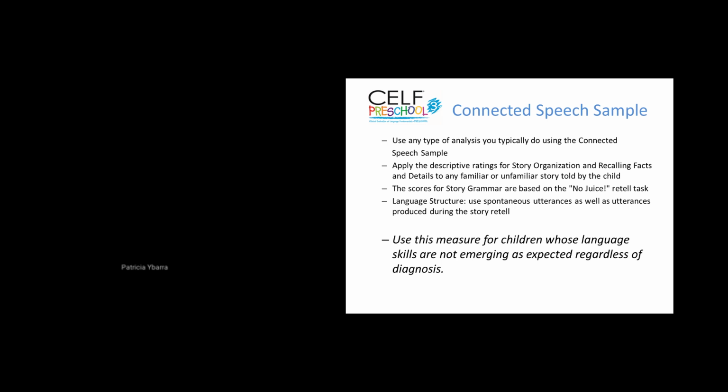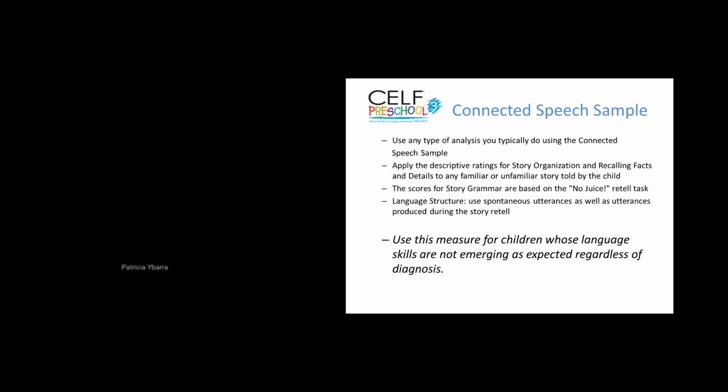You can apply the descriptive ratings for story organization and recalling facts and details to any familiar or unfamiliar story told by the child. The scores for story grammar are based on the no juice retell task. So those scores are very specific to the connected speech sample task. But for the language structure ratings, you can also use spontaneous utterances as well as utterances produced during the story retell to get that information on language structure use.